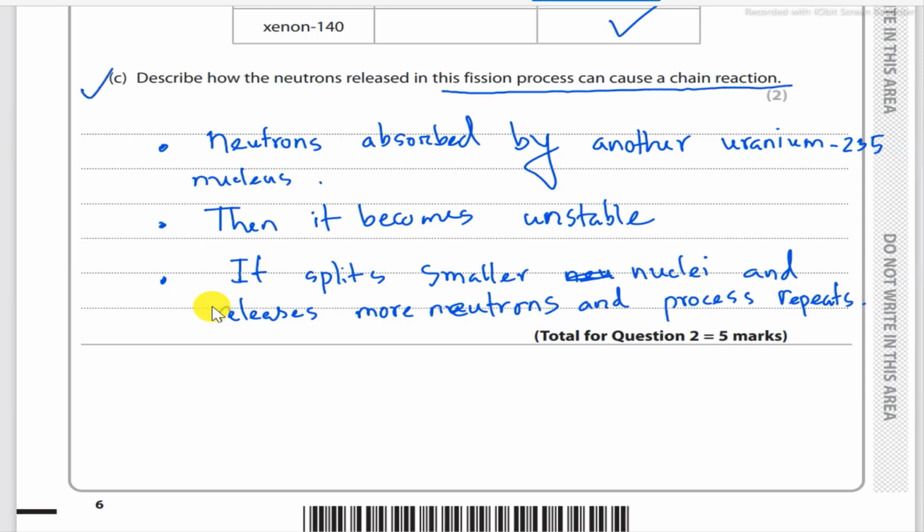So, neutrons are absorbed by another uranium-235 nucleus, then it becomes unstable. It splits into smaller nuclei and releases more neutrons and the process repeats. This way, this fission process can cause a chain reaction. Total for question 2 equals 5 marks.